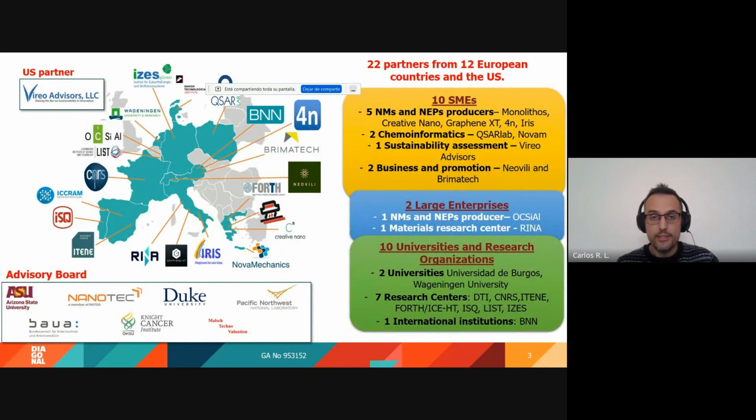Regarding the different partners that are involved in the project, 20 partners from 12 European countries and one from the USA are involved in Diagonal, including 10 SMEs, 2 large enterprises, and 10 universities and research organizations. So we have the two branches, let's say, the industry and also the research. And as I mentioned before, we have members from different institutions, not only from Europe, but also from the United States and from Asia.